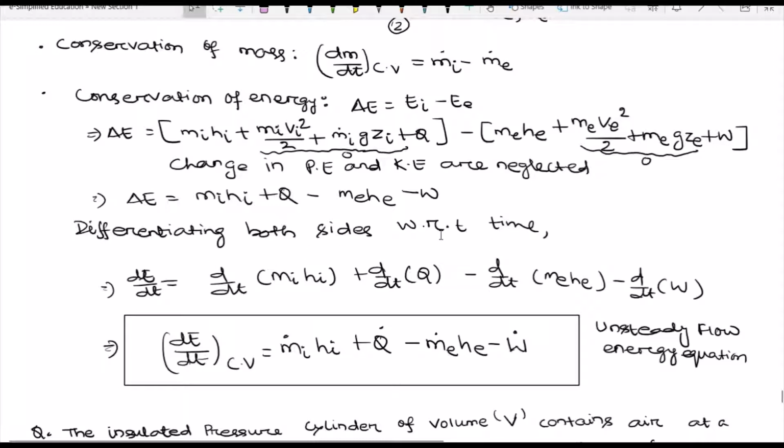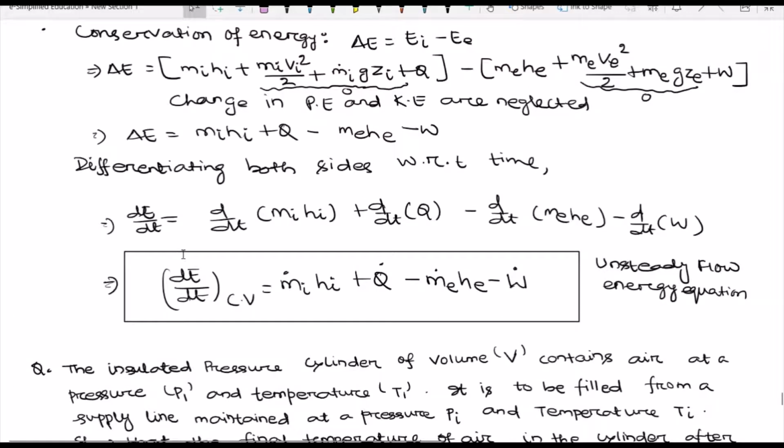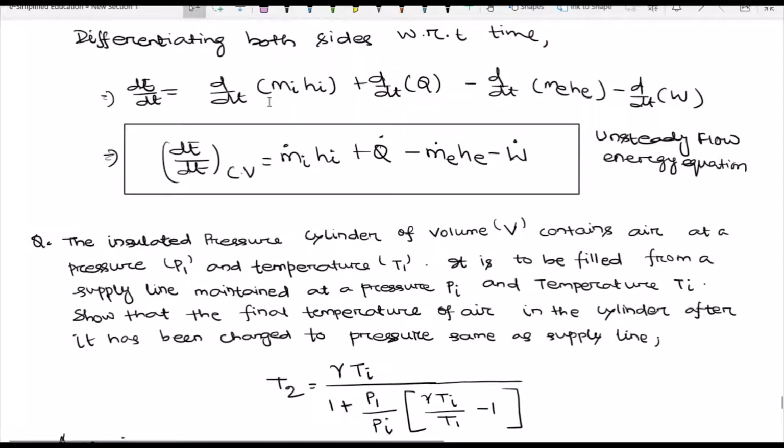Differentiating both sides with respect to time, you will get d by dt equal to d by dt of m_i h_i, which will be represented as m dot i, d by dt of Q, d by dt of m_e h_e, minus d by dt of W. And the final unsteady flow energy equation you will get is d by dt of the control volume equal to m dot i h_i plus Q dot minus m dot e h_e minus W dot. Dot means divided by time. Okay, so this is our unsteady flow energy equation, the final expression.